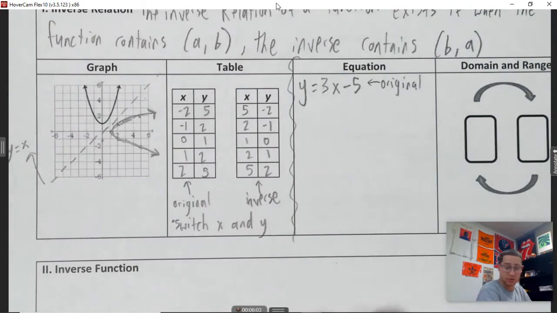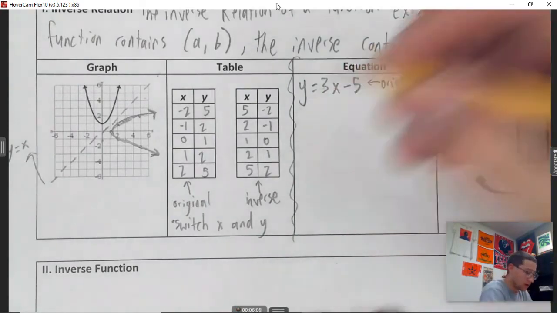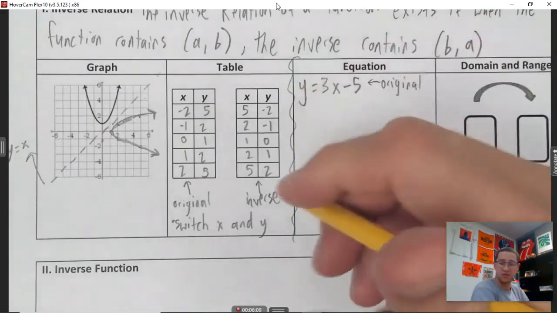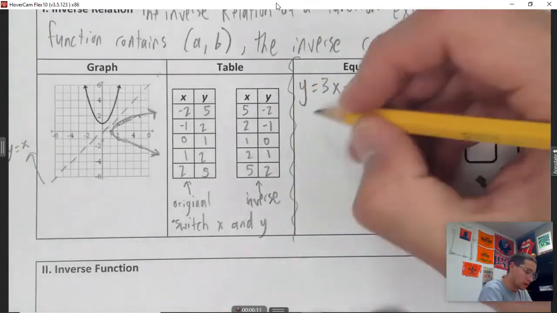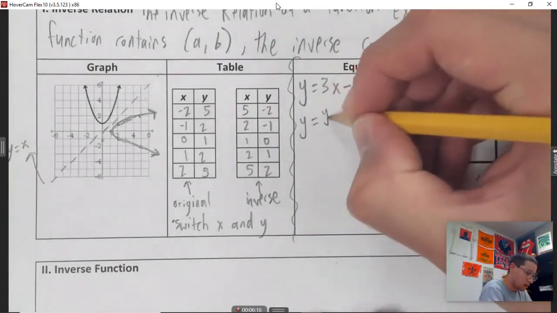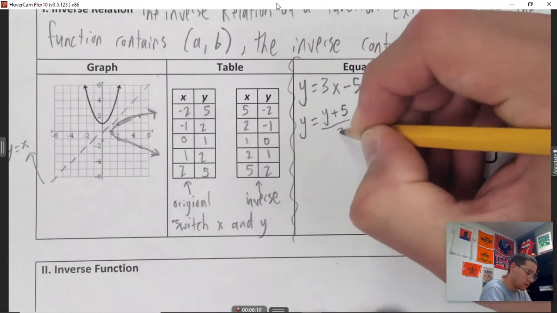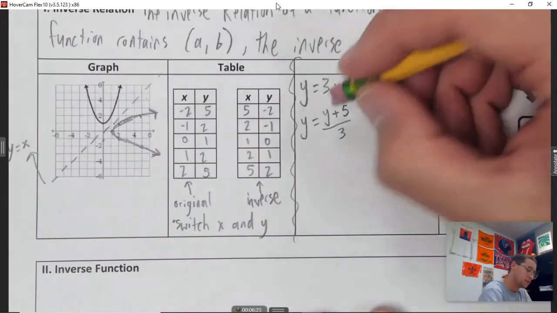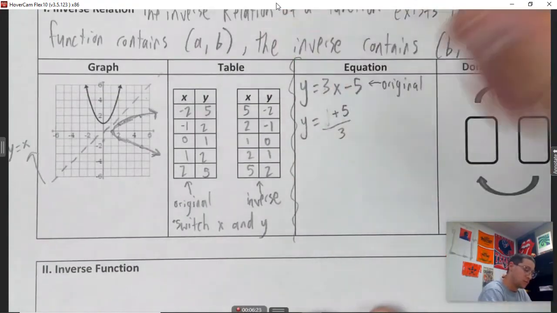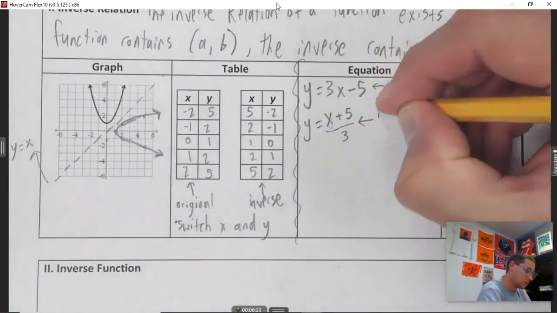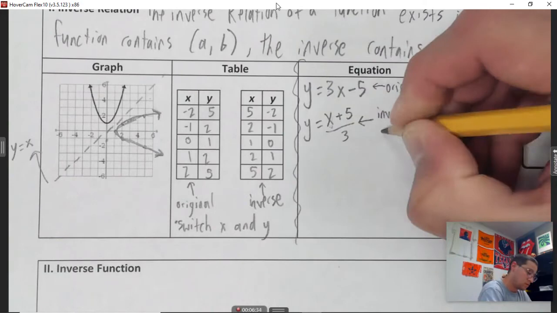The inverse is going to be something kind of similar, and we're going to find out how we do that later. I'm going to give you the steps, but just to show you, the new one would be y equals x plus 5 over 3. And this is my inverse relation.